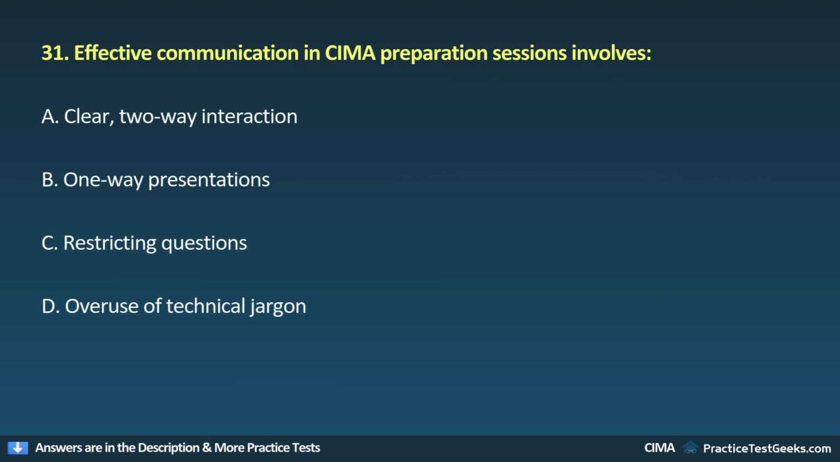31. Effective communication in CIMA preparation sessions involves A. Clear, two-way interaction. B. One-way presentations. C. Restricting questions. D. Overuse of technical jargon.